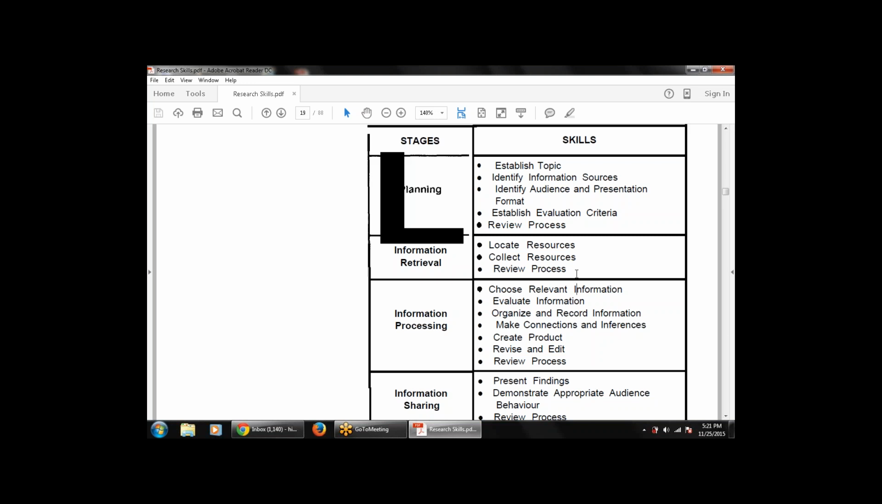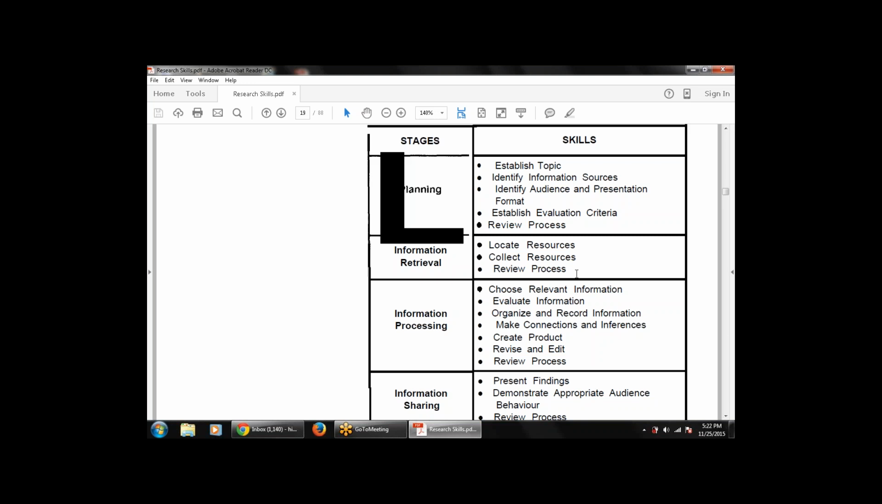The next is the information processing. That is the next stage. That includes the skills: choose the relevant information, evaluate the information, organize and record the information. The first is choose the relevant information. That is, out of the available information that is covered, we have to choose the relevant information. The next is evaluate the information. The next is organize and record the information.